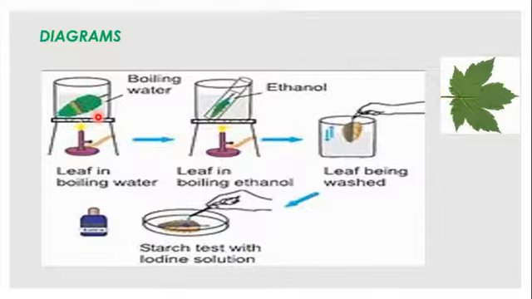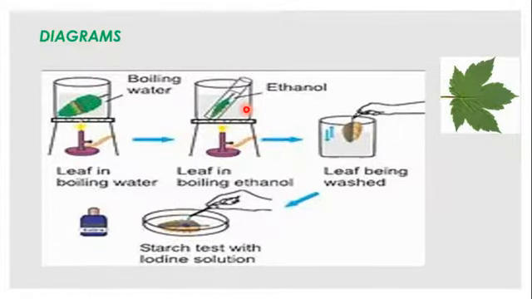Now, why are we boiling the leaf? We boil the leaf to kill the cells and expose the starch from the cells. Remember, if you do not expose the starch, iodine solution cannot have access to the starch. That's why we must boil it.